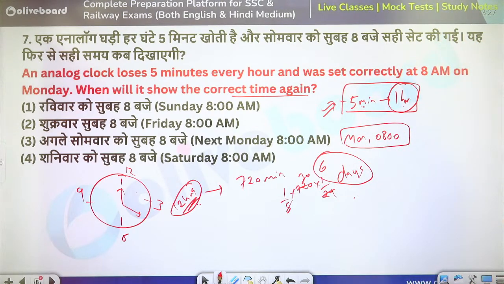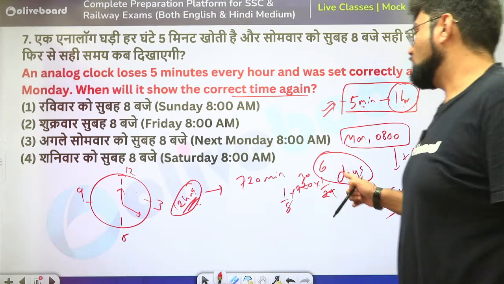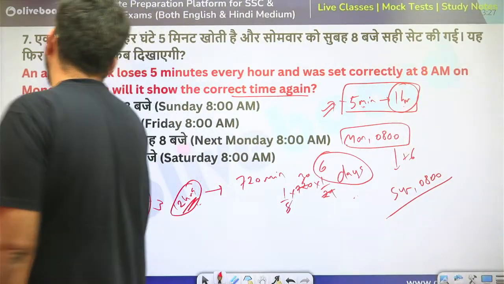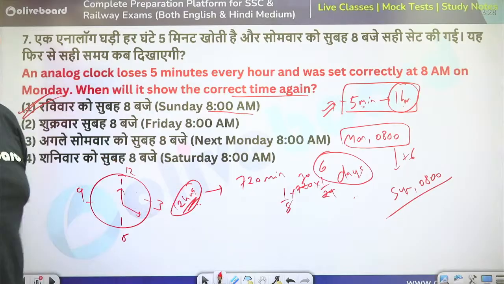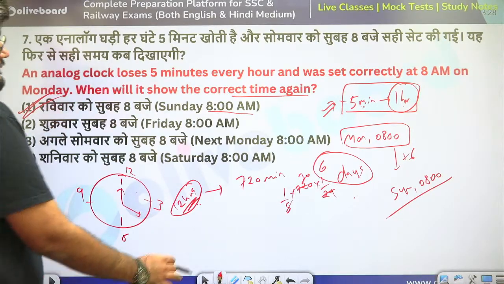Now 6 days from Monday 8 a.m. If I add 6 days, what do I get? I get Sunday 8 a.m. exact. Now if there was something like 6 days and 2 hours or something of that sort, then my time would also have changed. Otherwise the time will remain the same. So option 1 is the correct answer.